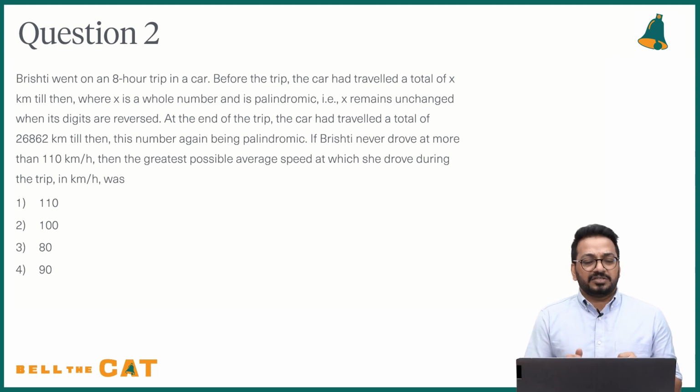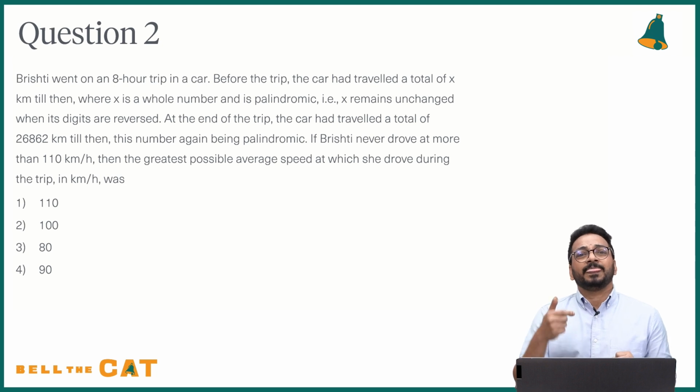Brishti went on an 8-hour trip in a car. 8 hours Brishti is traveling. Before the trip, that car had traveled a total of x kilometers, right? Where x is a whole number and is palindromic. So there is a meter reading at the beginning in the car. And this meter reading is palindromic.